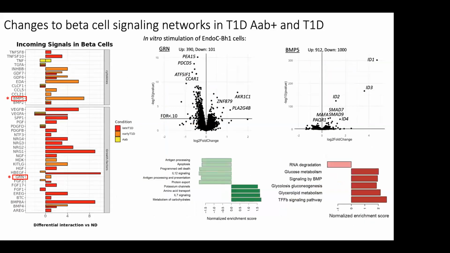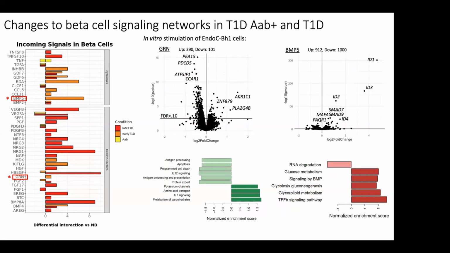And so some of these signals may be modulating beta cell function and contributing to the changes we observed in gene expression in beta cells. So this is showing on the left here some of these signals that are changing in both recent onset and autoantibody positive as well as long-term type 1 diabetes that are incoming to beta cells from other cell types, in some cases from beta cells themselves.